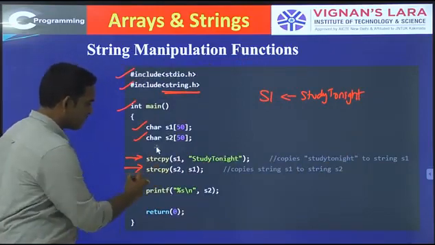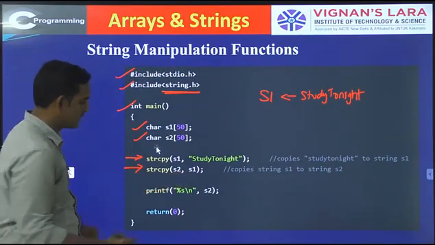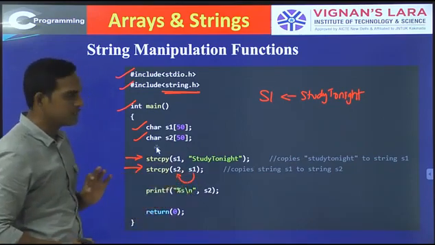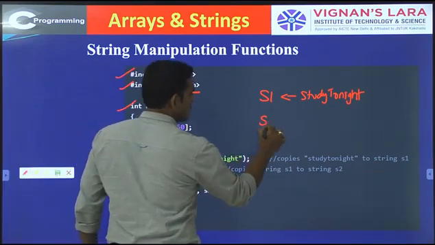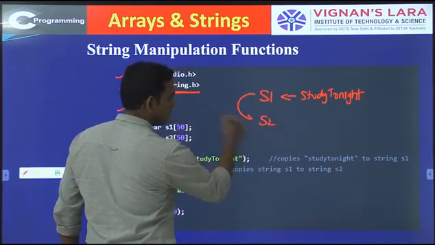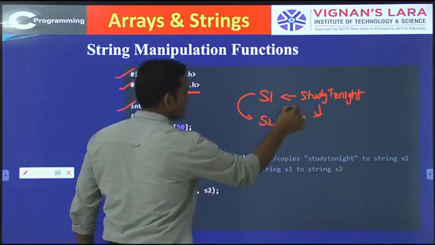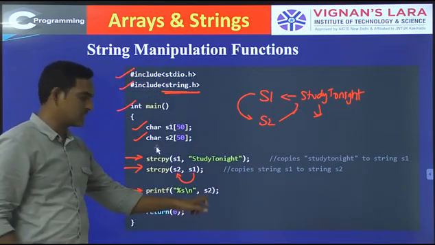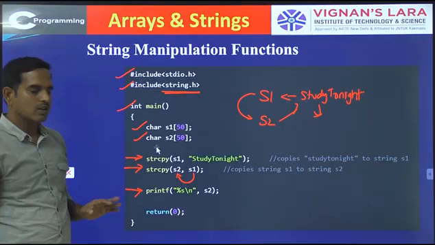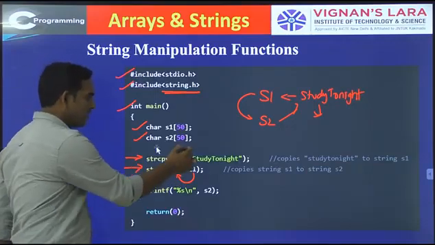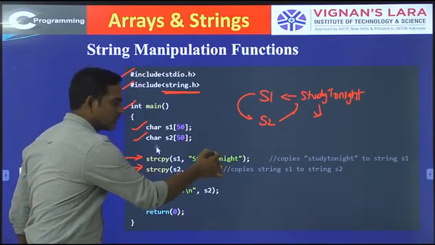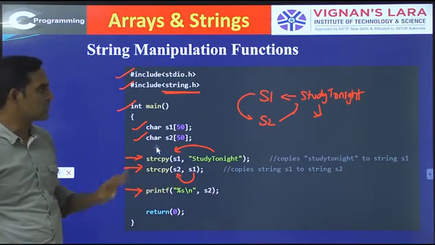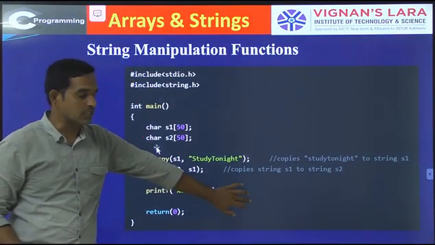Now I am performing string copy s2 comma s1. That means whatever contents are present in s1 will be copied into s2 as well. So s2 also will contain the words study tonight. If I printf percent s, s2, it will print study tonight. So if you see the string copy, the second argument will be copied into the first argument. That is your string copy function.